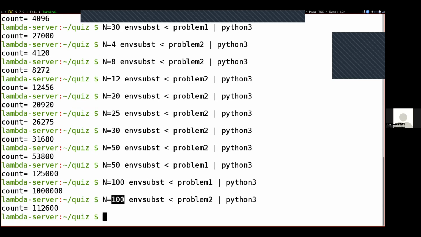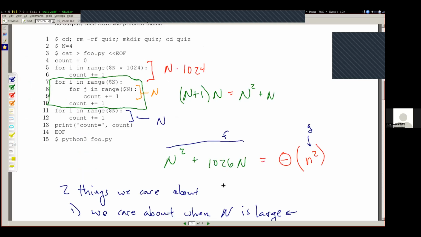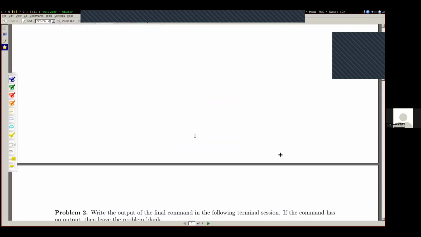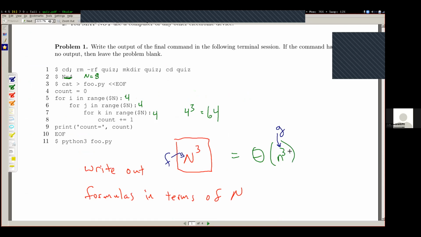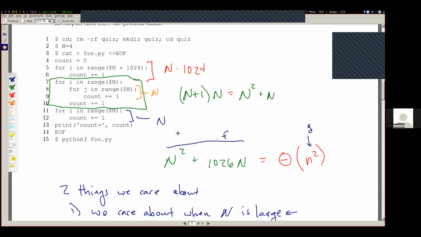So as this number gets bigger, we'll see that problem 1, this count, is just going to keep getting bigger and bigger and bigger, much faster than problem 2. And that's what's predicted by this theta notation. Up here, it's again theta of n cubed. So that means for large values of n, this is going to get a bigger number for us. Theta of n squared, for large values of n, it's going to get a smaller number for us.